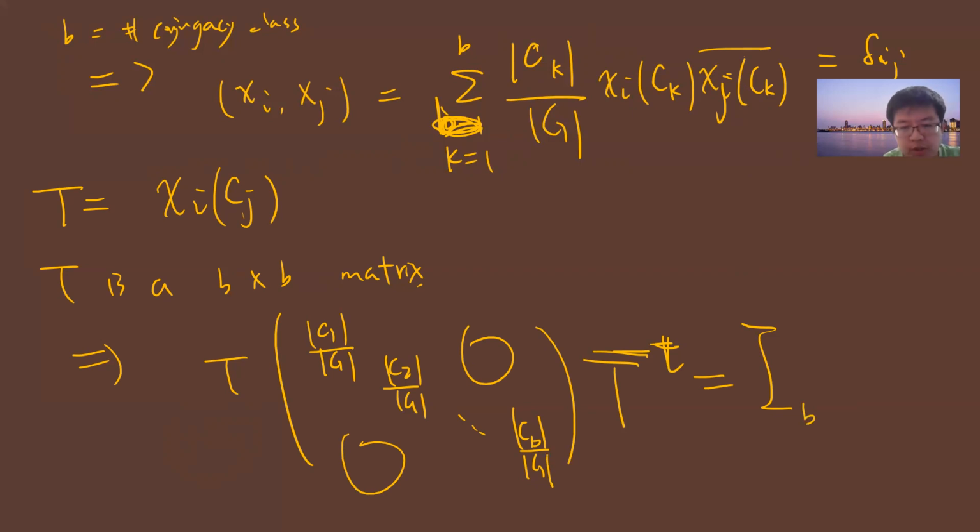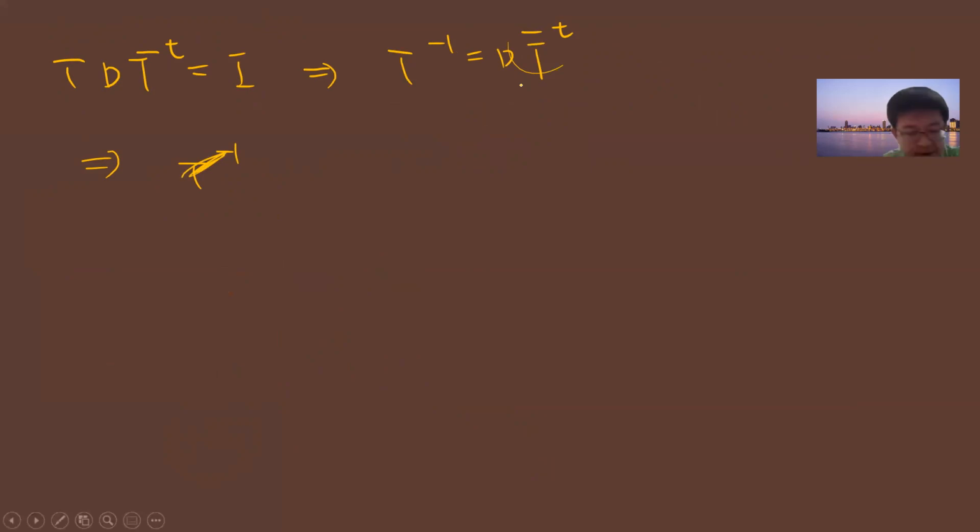Okay, so let's write this matrix called D. We get T D T transpose T, which is identity. So it's easy to change this to T inverse is D T transpose, right? And then massage this, you get the T inverse.